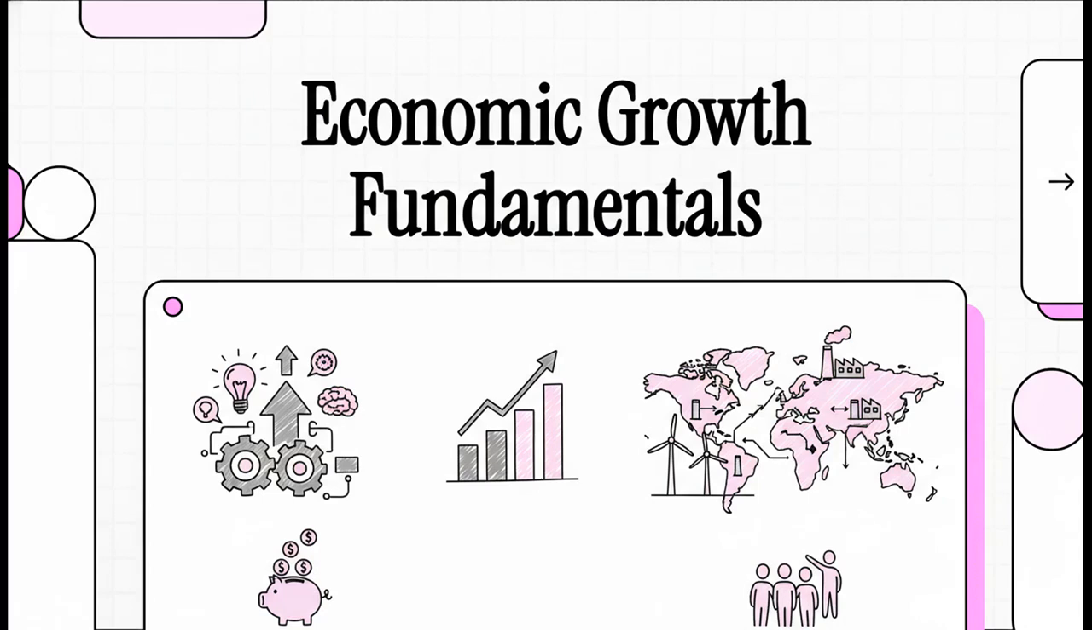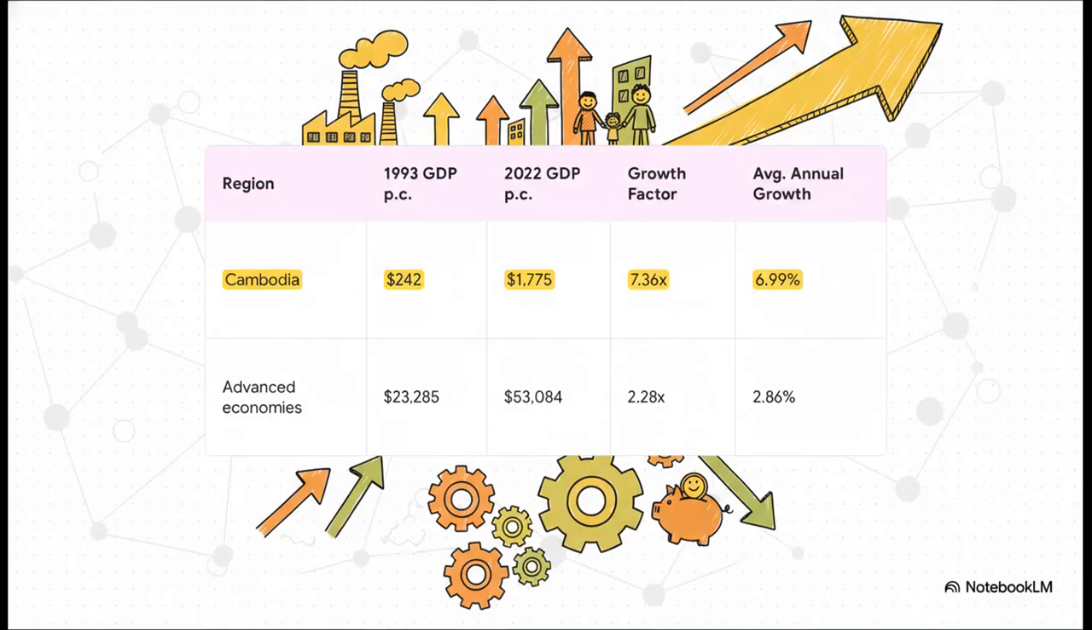Have you ever wondered what really makes a country rich? It's not just about having oil or a huge population. The real answer is deep inside the mechanics of economic growth. Today, we're going to pop the hood and really look at the engine that powers a country's journey from poverty to prosperity. And if you want to see this engine in action, you just have to look at Cambodia.